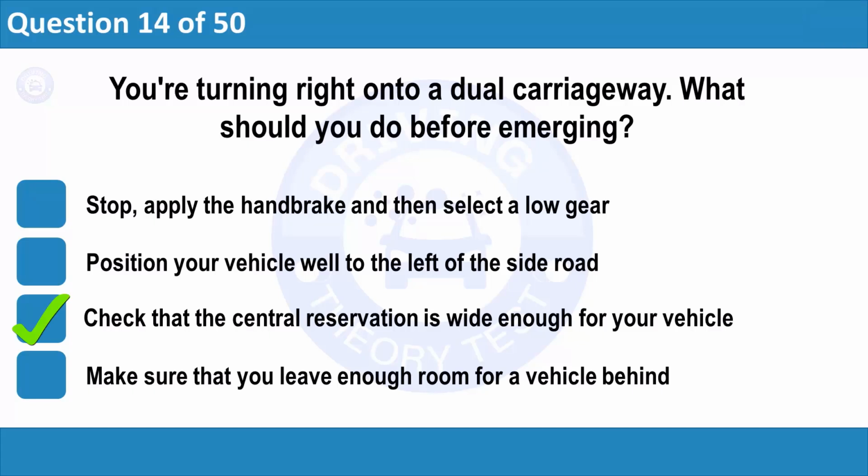Before emerging right onto a dual carriageway, make sure that the central reservation is deep enough to protect your vehicle. If it isn't, you should treat the dual carriageway as one road and check that it's clear in both directions before pulling out. Neglecting to do this could place part or all of your vehicle in the path of approaching traffic and cause a collision.